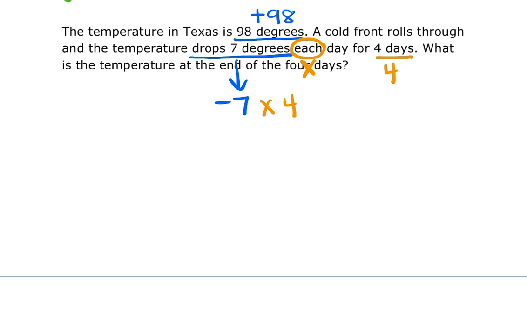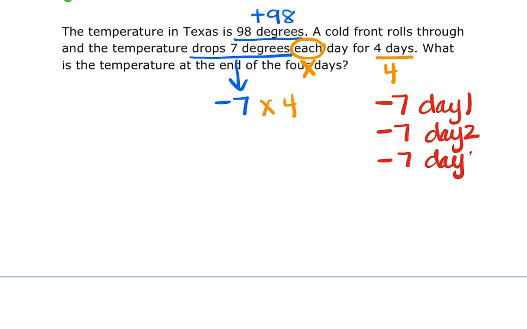Or if you prefer to add, you could say day 1, it dropped 7. And day 2, it dropped 7. And day 3, it dropped 7, and day 4, it dropped 7. So if you prefer to multiply, you can multiply because each is a repeating word, meaning it's happening multiple times each. How many times is it happening? 4 days. And then again, if you don't like the multiplying, then you can just repeatedly subtract 7.